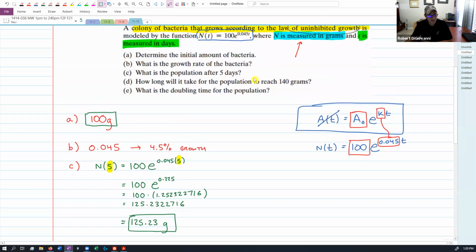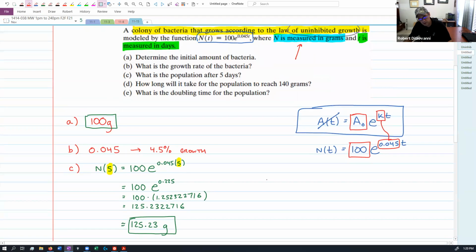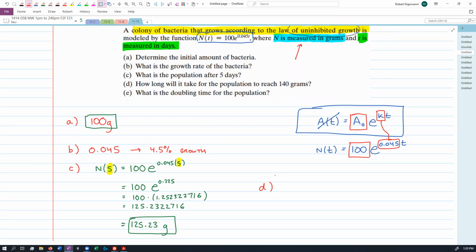All right, how about part D? What are we doing for part D? Everything we've done up to this point is pretty basic. Part D actually requires some more advanced techniques to get a solution. So how do we do part D? Do you put 140 on the other side of the equation and then solve?